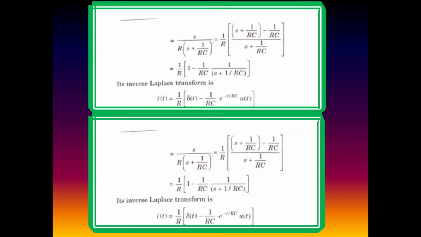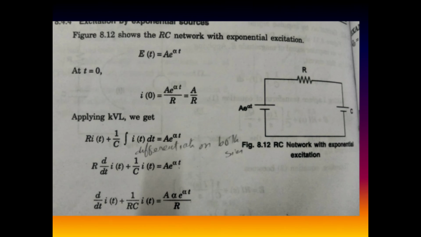For the input δ(t), we get the output as (1/R)δ(t) − (1/RC)e^(−t/RC)u(t). Next, we have to go for the exponential response.